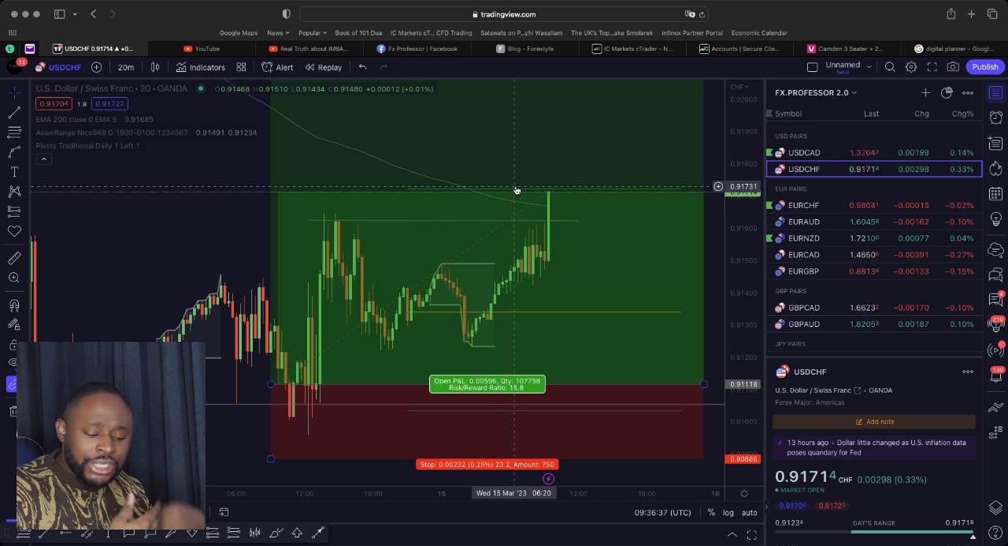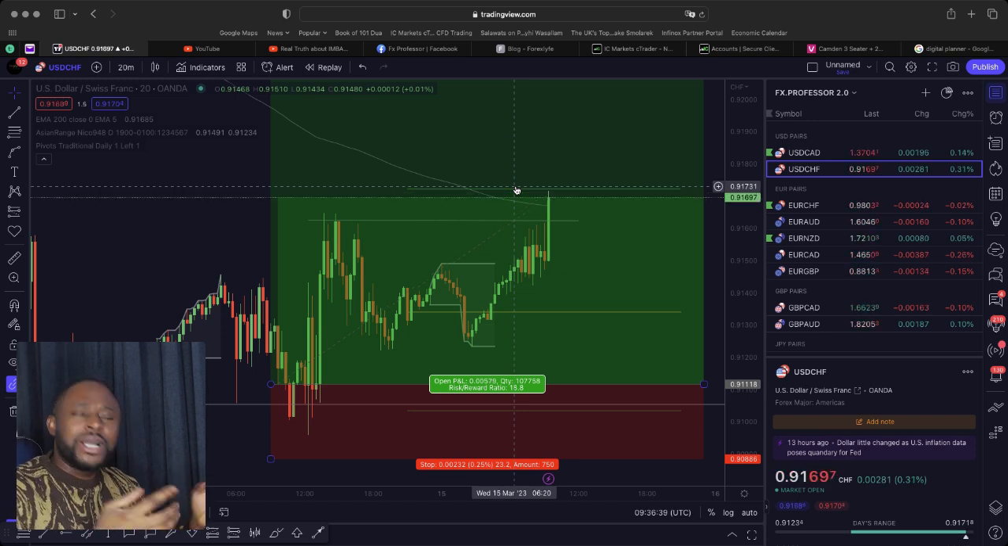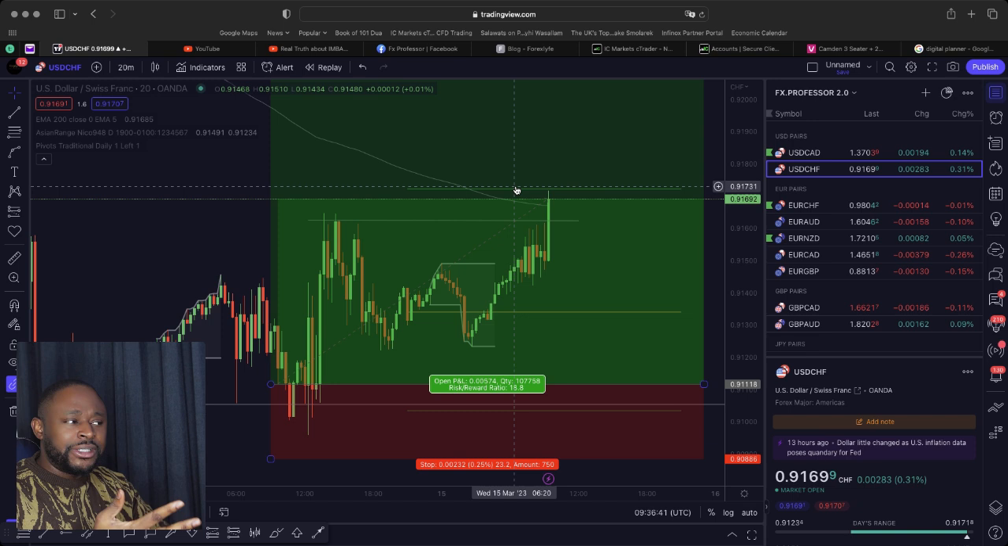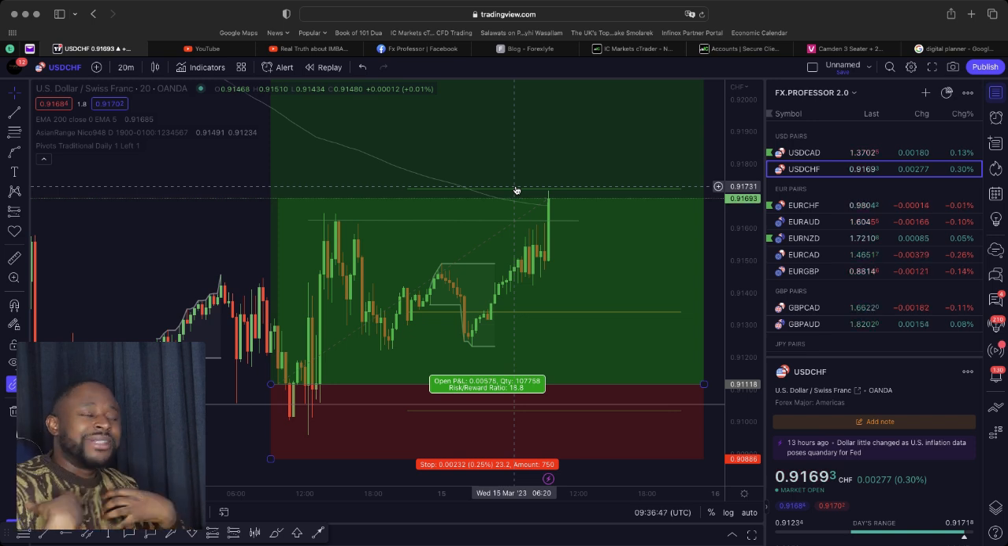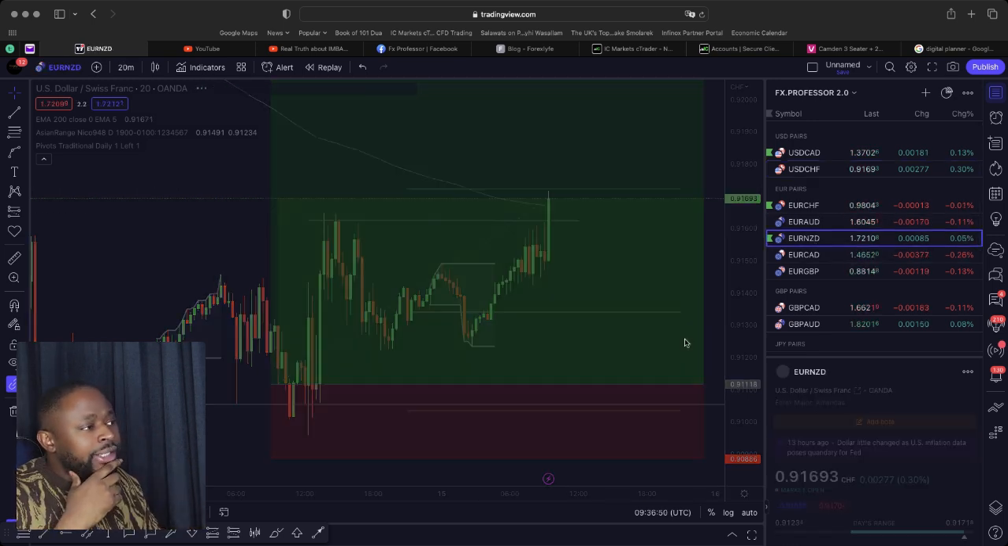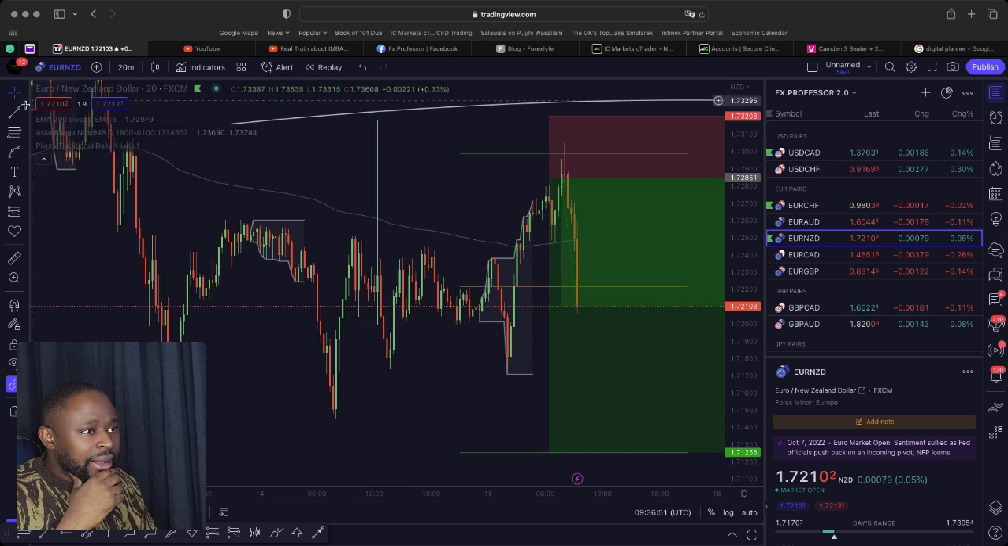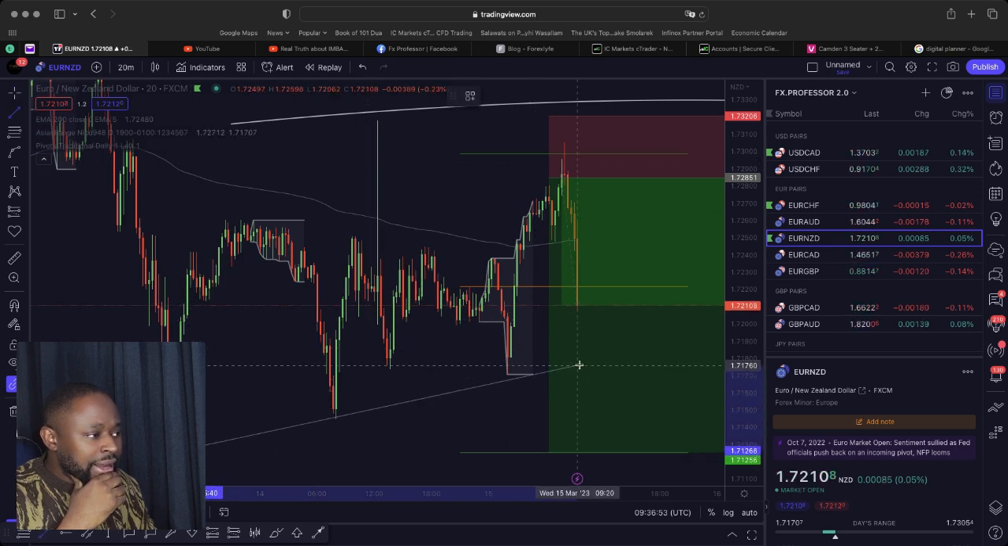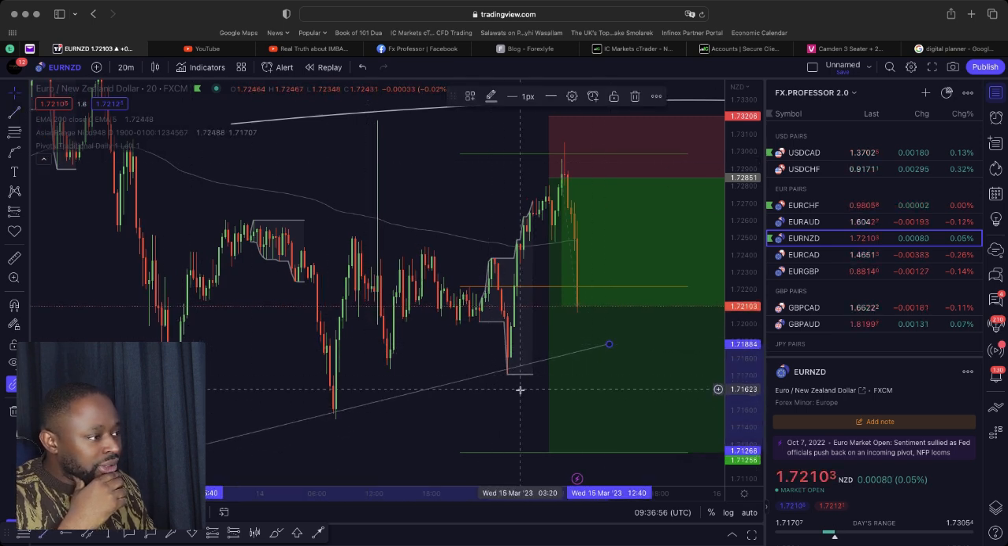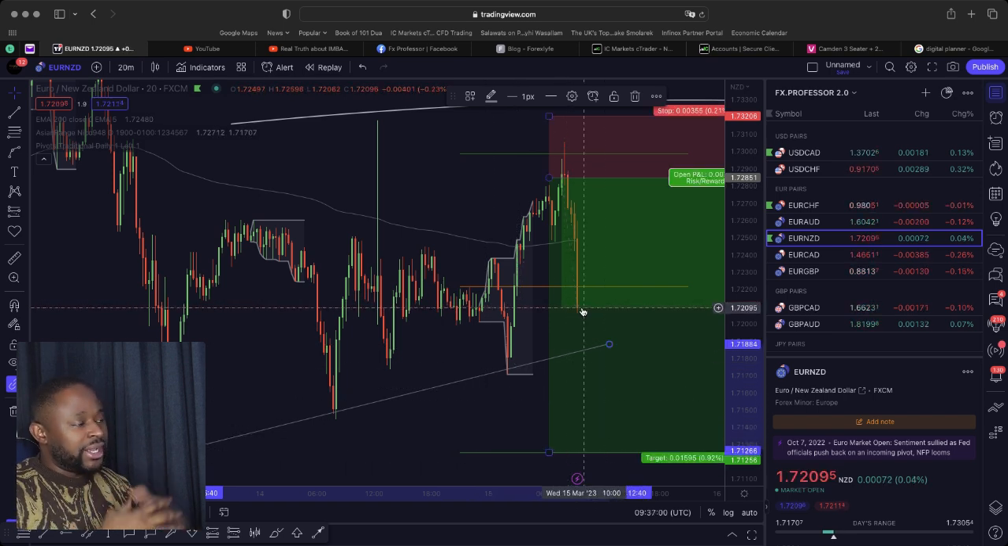I call my strategy hybrid, okay? Because it's a combination of smart money, retail, indicators, everything. I made it in a unique way that makes sense to me. If we go to Euro NZD one more time, look at this also. So I need all this liquidity here also to be taken to the downside, and I'll secure my profits here. Look at that, guys.